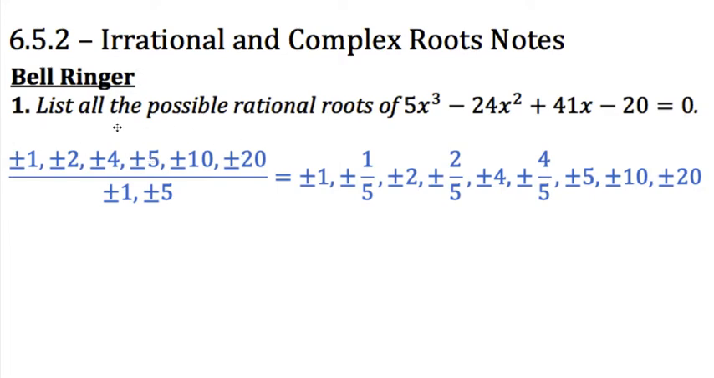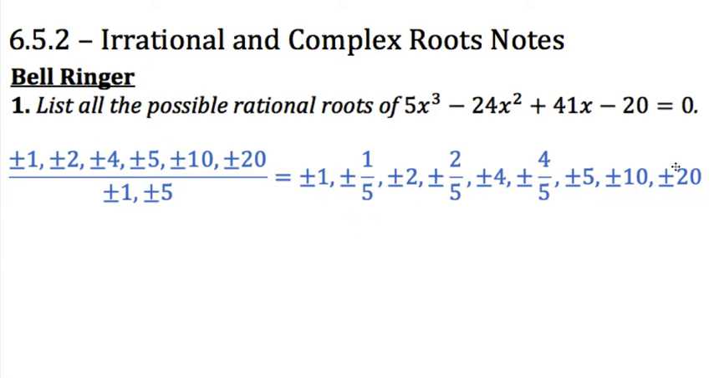With all the plus or minuses, we got plus or minus 1 times plus or minus 20, plus or minus 2 times plus or minus 10, plus or minus 4 times plus or minus 5. And then on the bottom, we have plus or minus 1 times plus or minus 5, right? And that'll give us all of our possible integer or possible rational roots when we divide them.